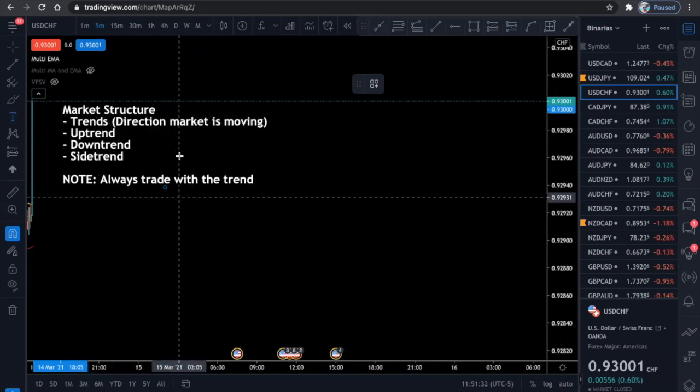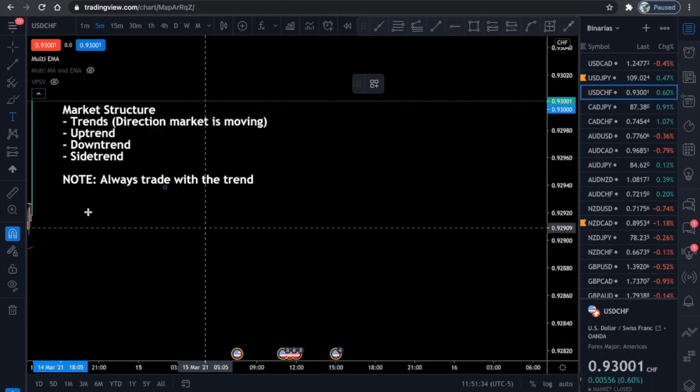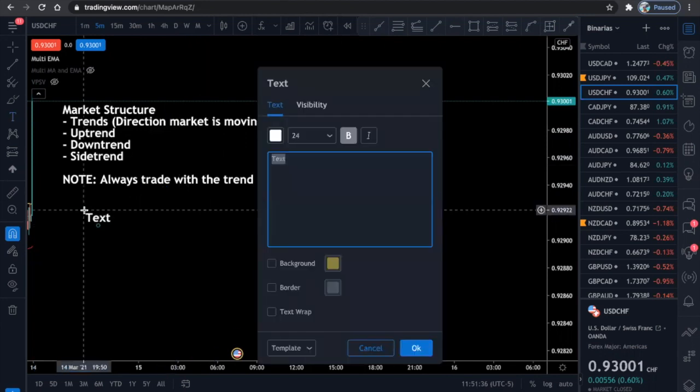if you're inside a side trend, you want to look for something called support and resistance. Okay, so basically these are levels where price tends to react. Okay, mostly these are rejection prices.